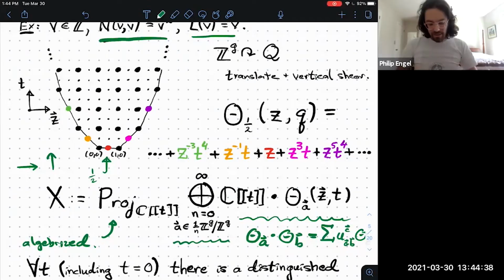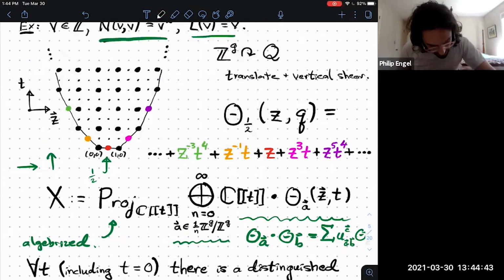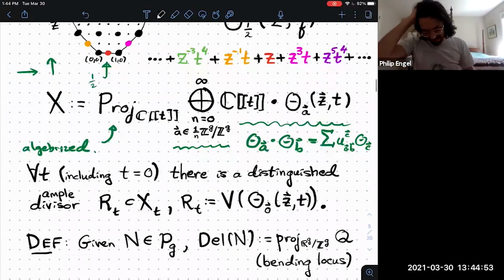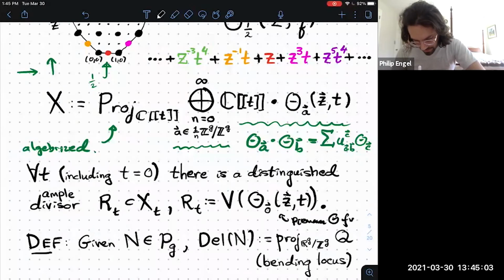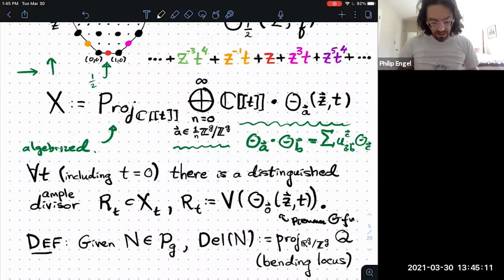And so I can take the theta function of the origin, which is just the sum of these monomials here that are appearing at the corners of the thing that we're taking the hull of. Those monomials give what's called the Riemann theta function. And we can take the vanishing locus of that, and that defines some ample divisor on X_t, including X_0.